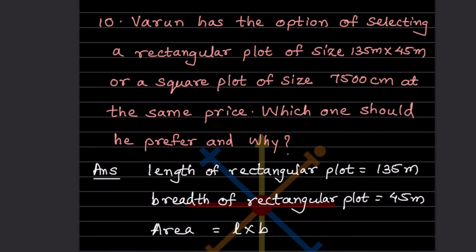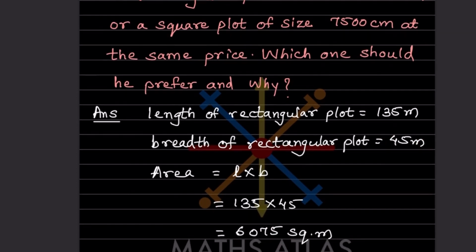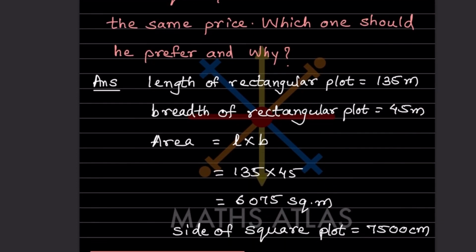So first thing, let us see the first part, that is the rectangular plot. So length of rectangular plot, this should be written because it's a word problem. Whatever I have written, those things are all important. So just note down. The length of the rectangular plot is 135 meter and the breadth is given as 45 meter. So first thing, what are we going to do? You are going to find out the area. Area is length into breadth. So that is 135 into 45. So that comes to 6075 square meter.